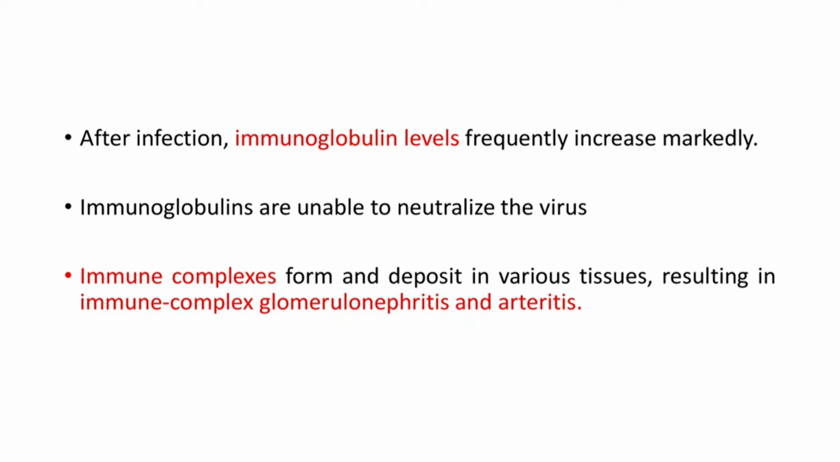After infection, immunoglobulin levels of the infected animal frequently increase markedly, and immunoglobulins are unable to neutralize the virus. So what happens? Immune complexes form and deposit in various tissues, resulting in immune complex glomerulonephritis and arteritis.